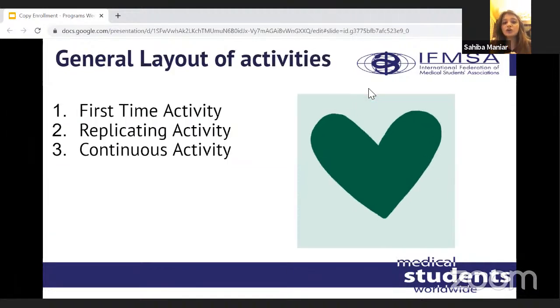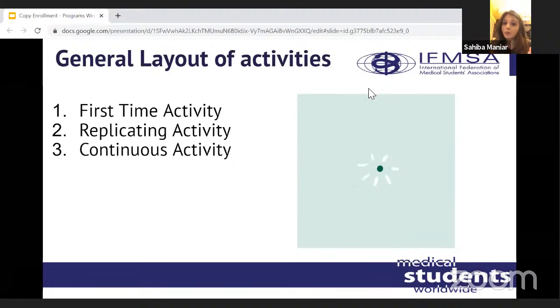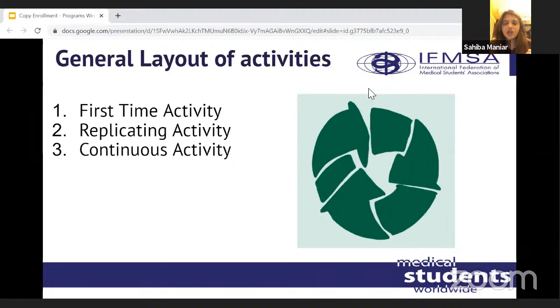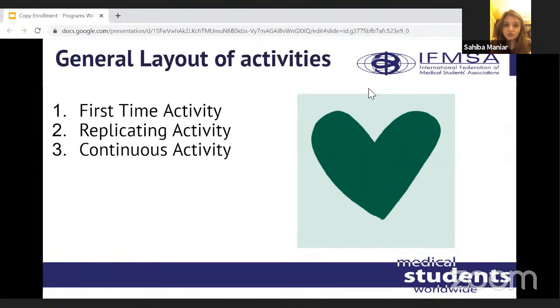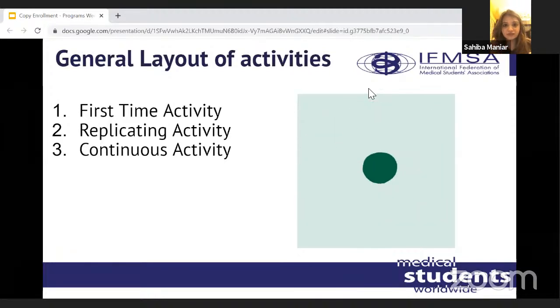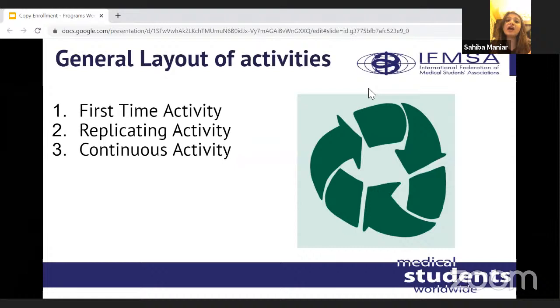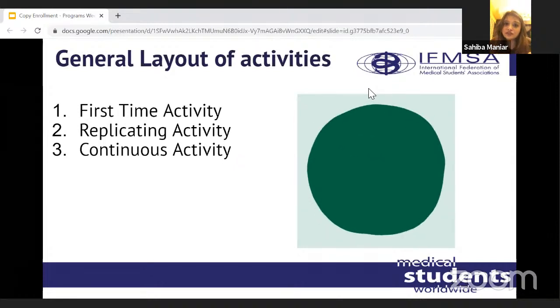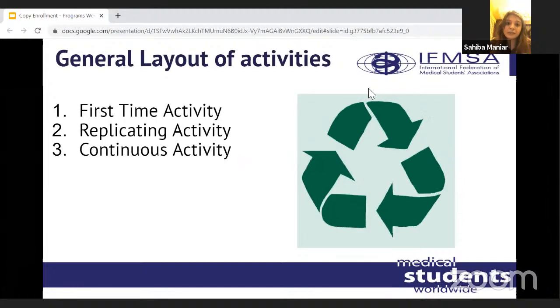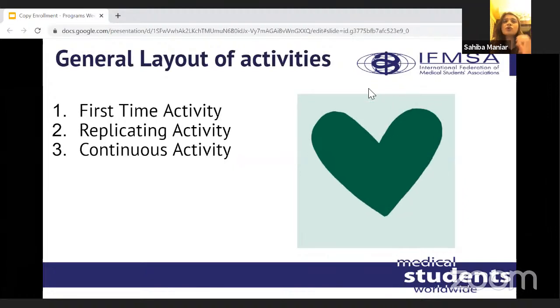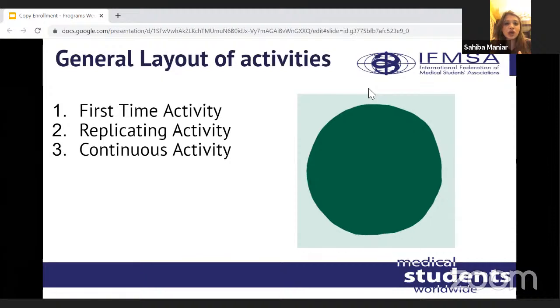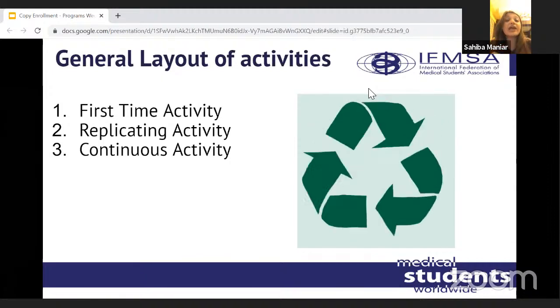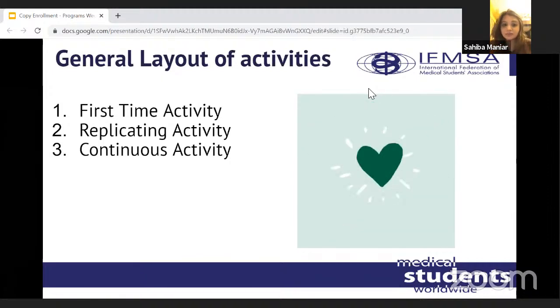A general layout of activities. Number 1, a first-time activity. Most of the activities that we enroll are generally first-time activities. These are the activities that are conducted for the first time. They are implemented for the first time. They are planned for the first time. So these are mostly activities which are not sustainable, but definitely have scope to be very, very sustainable.